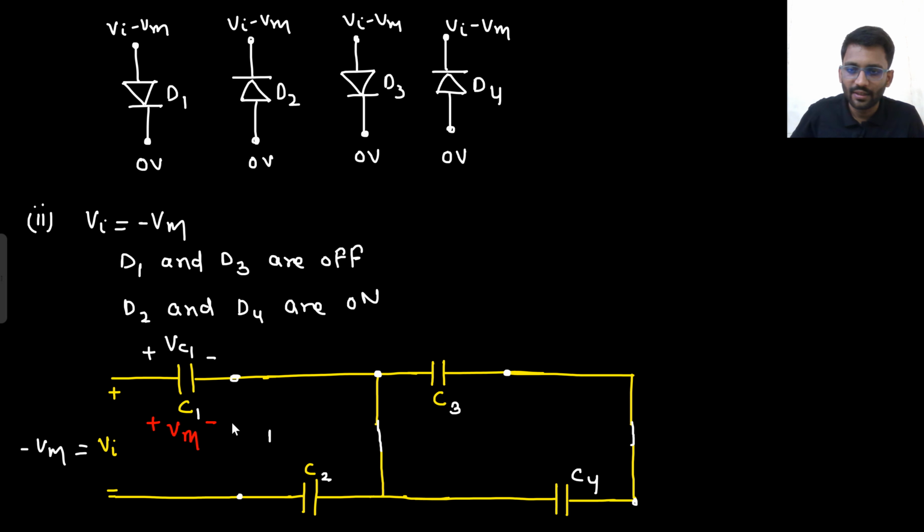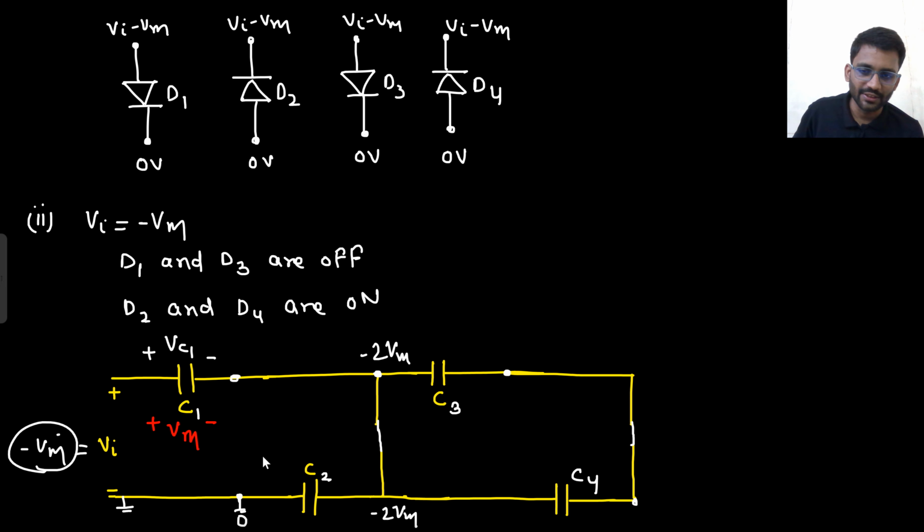Now what will happen? See this loop. You just need to see this loop. What is the potential here? 0 volt. The potential here, that was 0. This is 0 volt. Minus Vm. This is minus Vm. Minus of Vm, that will be minus 2 Vm. So here minus 2 Vm is coming. Right? That means this capacitor C2 is charged to 2 Vm voltage in this direction.